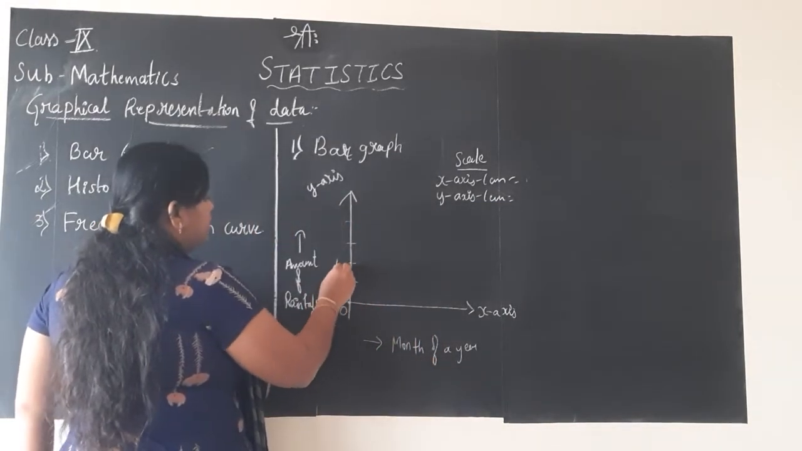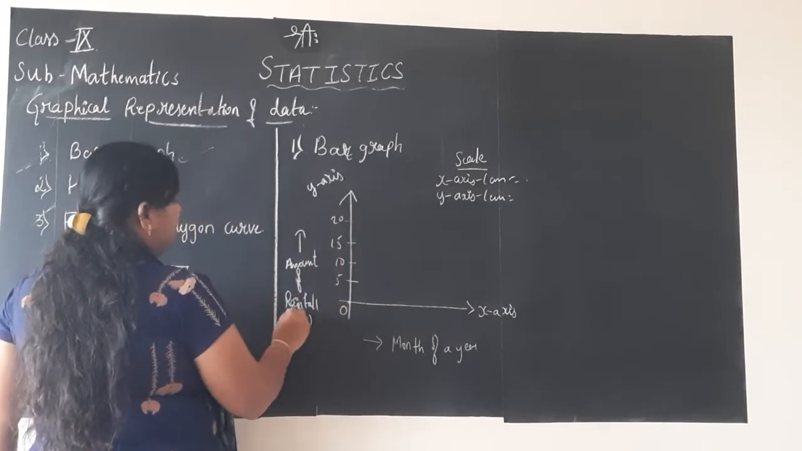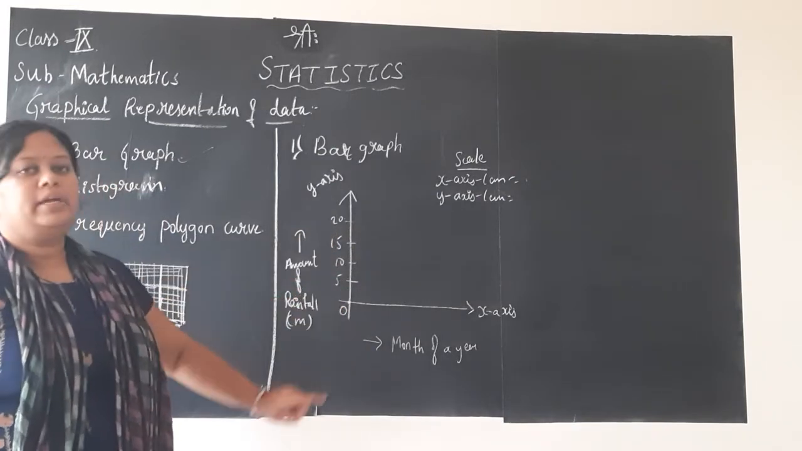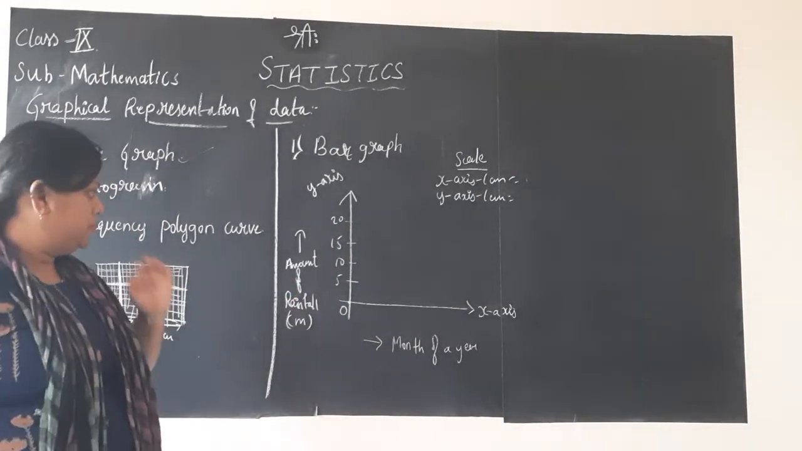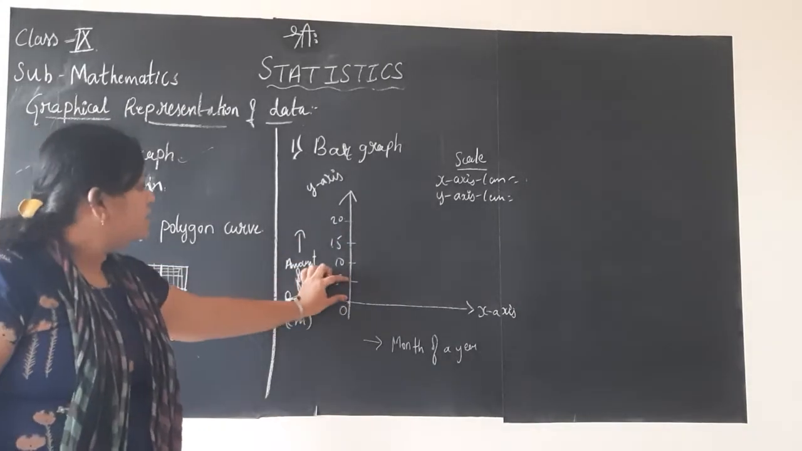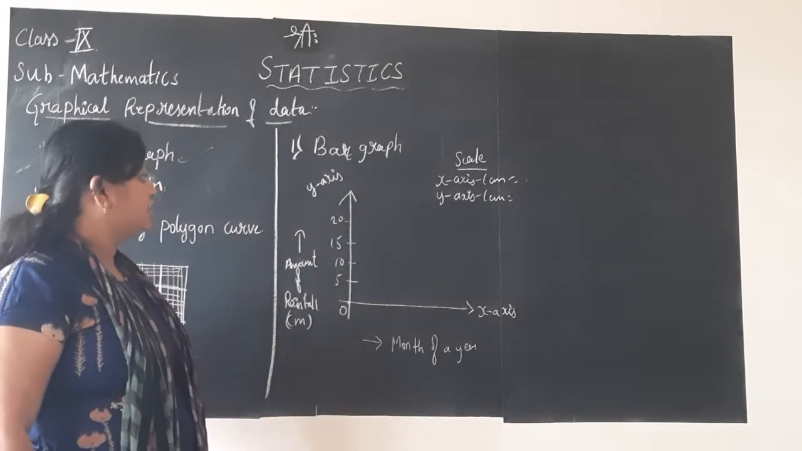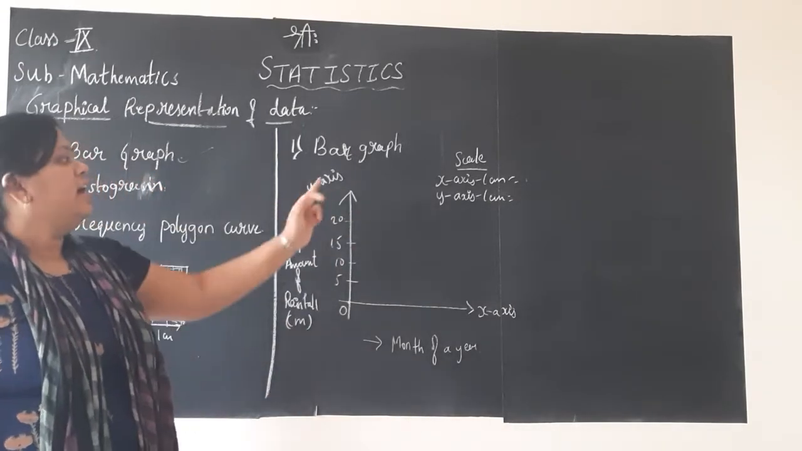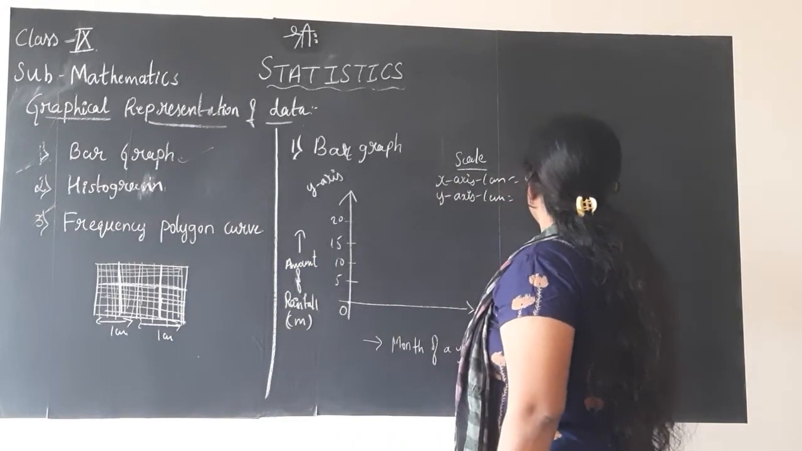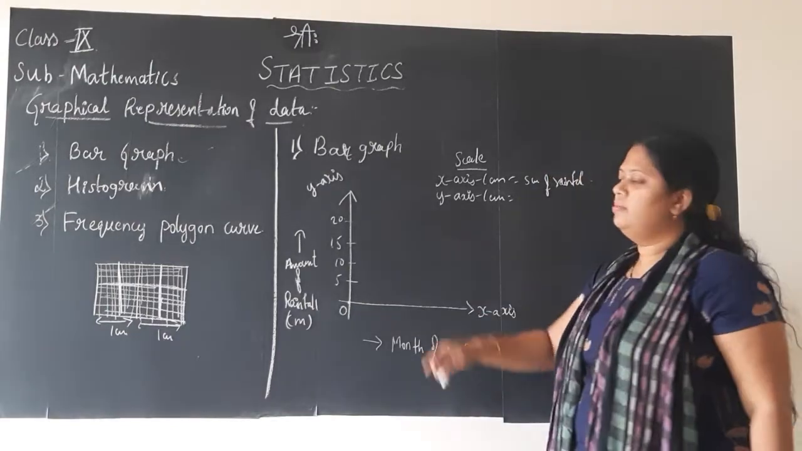Say suppose here 5, 10, 15, 20, we will measure the rainfall in centimeters. If I choose on the y-axis 1 centimeter to be 5 units, 5, 10, 15, 20 like this, means 0 to 5, 5 to 10, 10 to 15, 15 to 20 like this. So what will be the scale, children? 1 centimeter is 5 centimeters of rainfall, you will write.